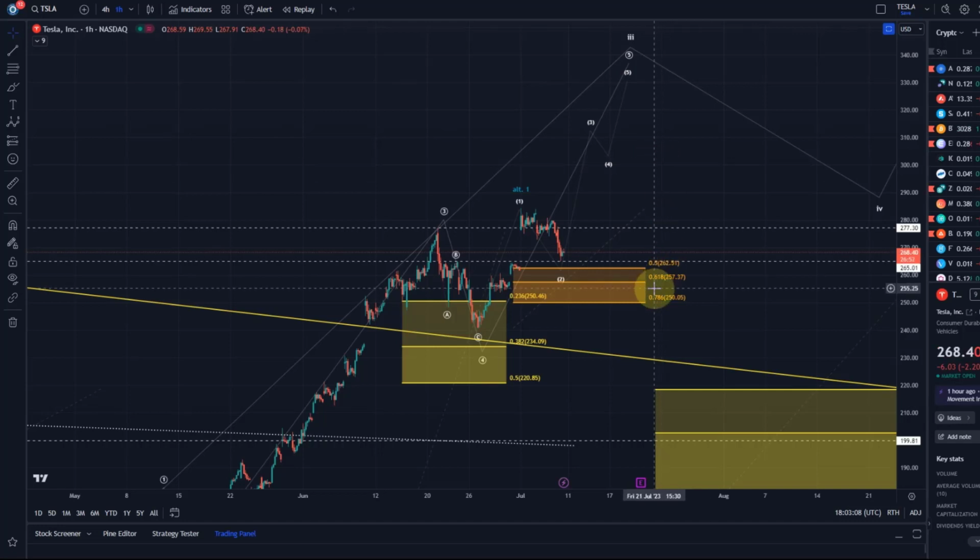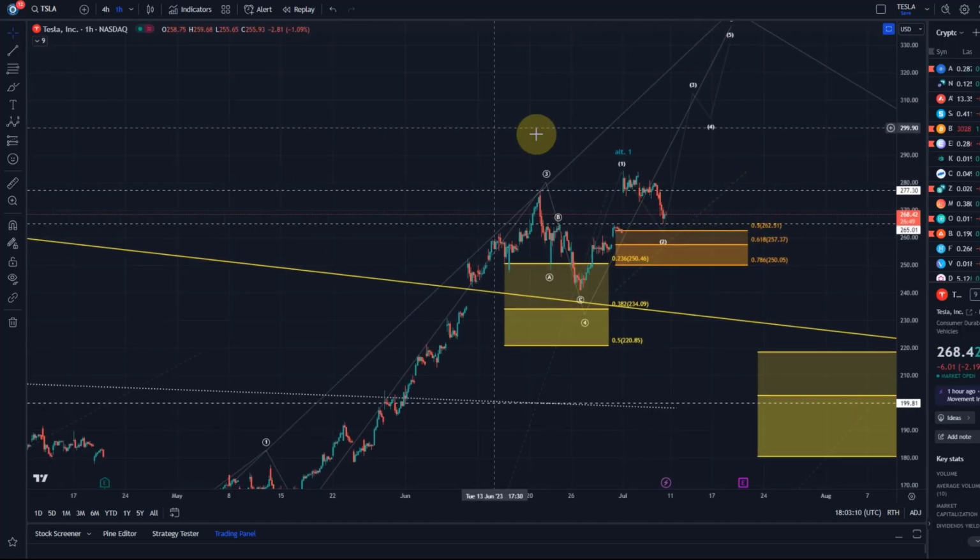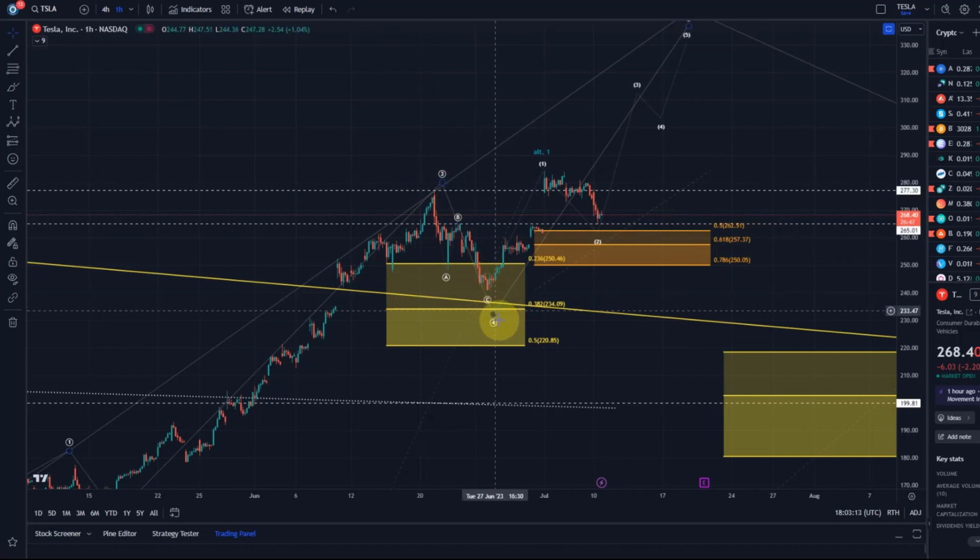Now, what happens if we break below that? Okay, if we break below that, it is reasonable to assume that the wave 4 never finished.